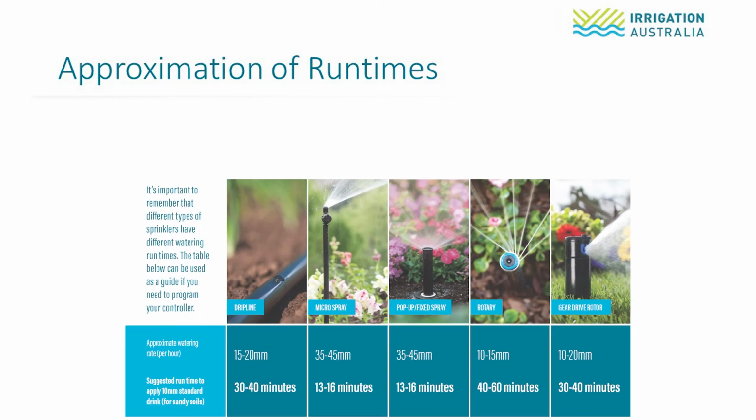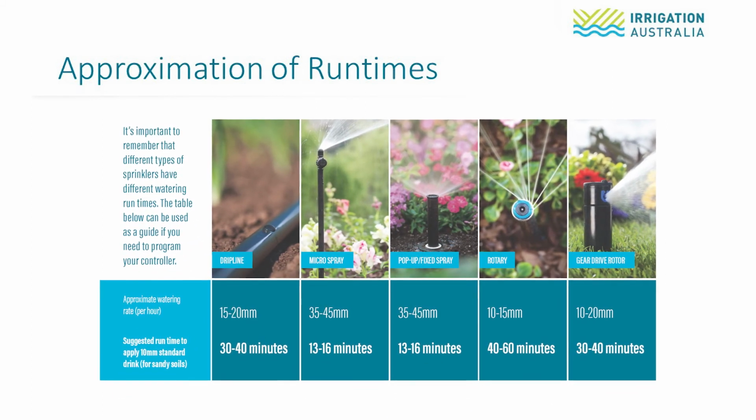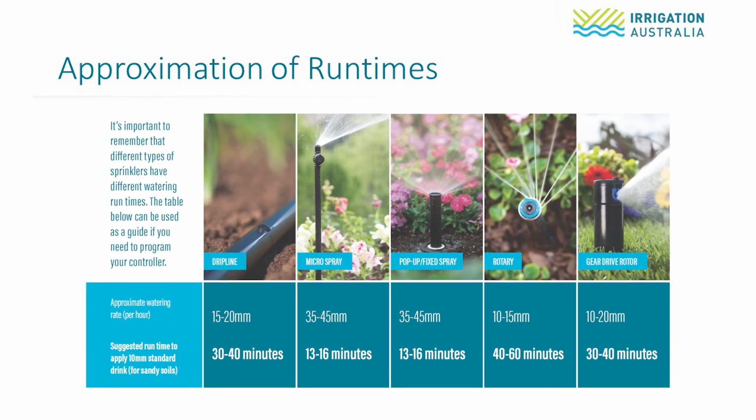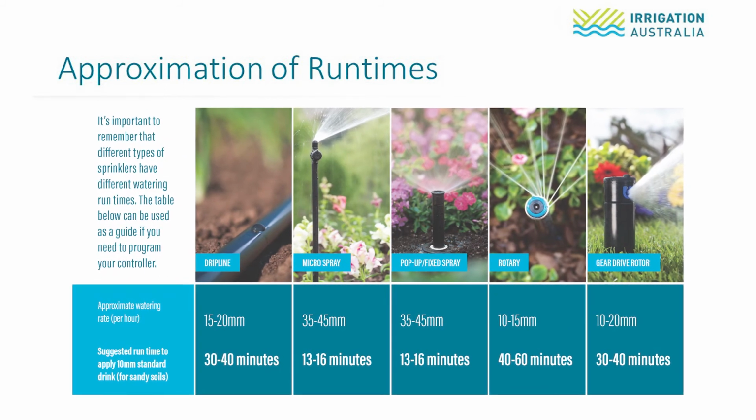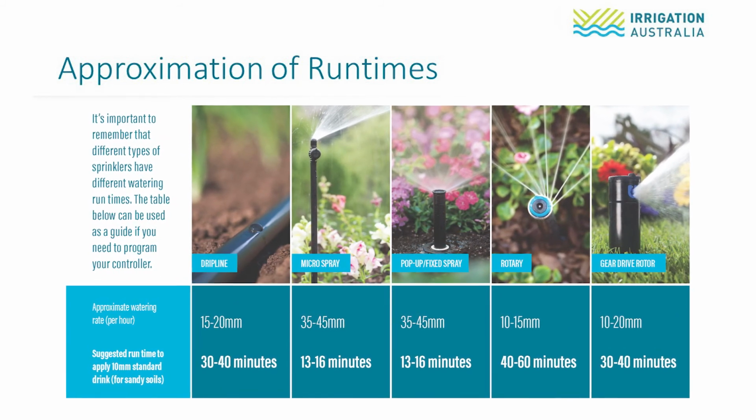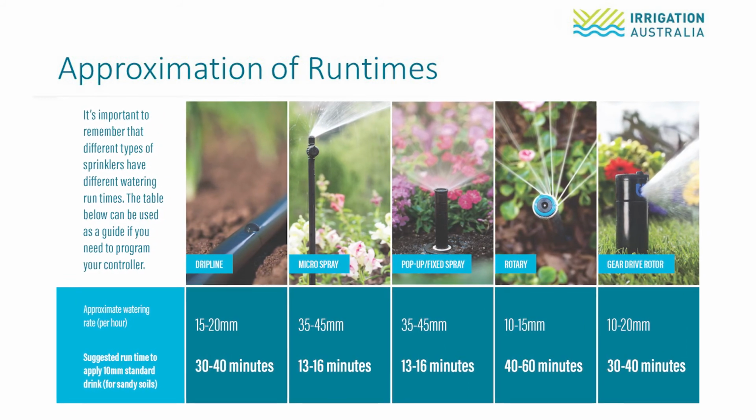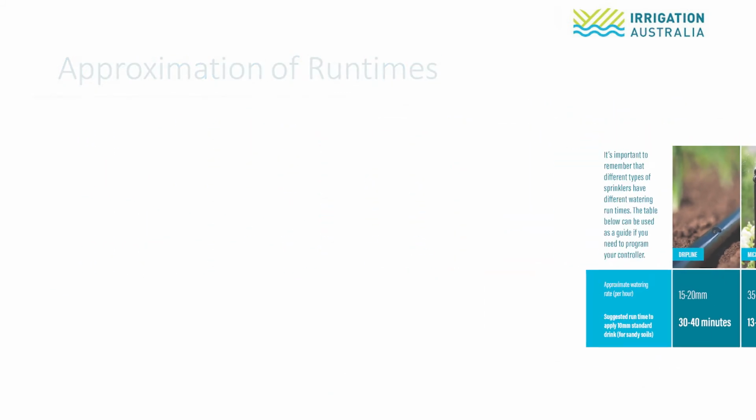Different nozzles and emitters will require different runtimes to apply the standard 10 millimetres of water. Stream rotors, for example, apply water at 10 to 15 millimetres per hour and will require 45 to 60 minutes of runtime, whereas a fixed spray nozzle with a watering rate of 35 to 45 millimetres per hour will need only 15 minutes of runtime to apply the same amount of water.